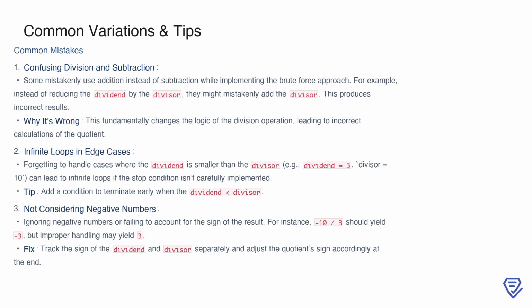Lastly, negative numbers can easily trip people up. For instance, if you're dividing -10 by 3, the answer should be -3. Failing to properly account for the sign of the inputs and the resulting quotient is a common source of bugs. To fix this, track the signs of the dividend and divisor separately, and adjust the sign of the quotient at the end of the computation.